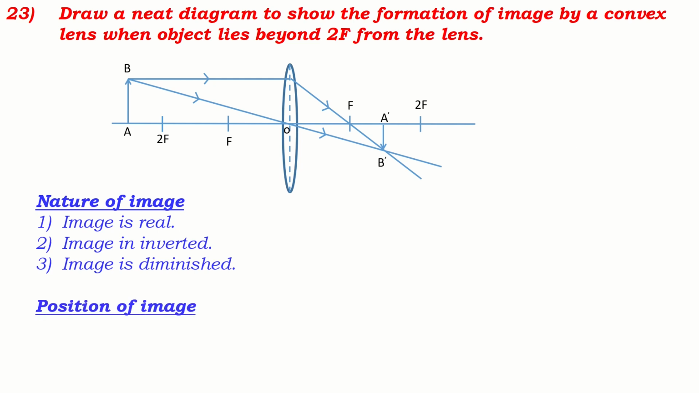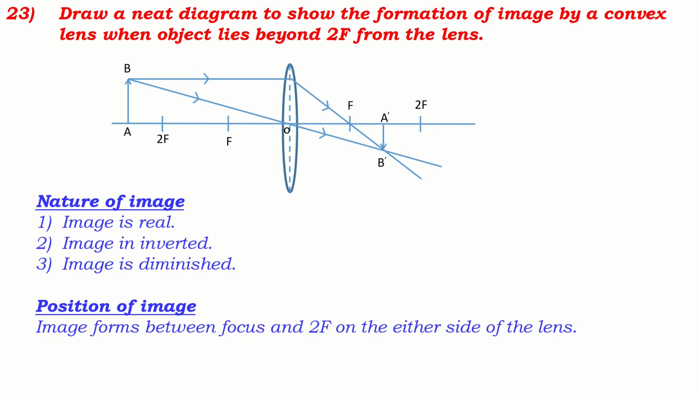Next, position of image, where it is formed. Image forms between focus and 2F on the other side of the lens, and we can write the meaning of the symbols also. F is focus, O is optical center, AB is object, and we can write A dash B dash as image also. Okay, next, this is the third condition.